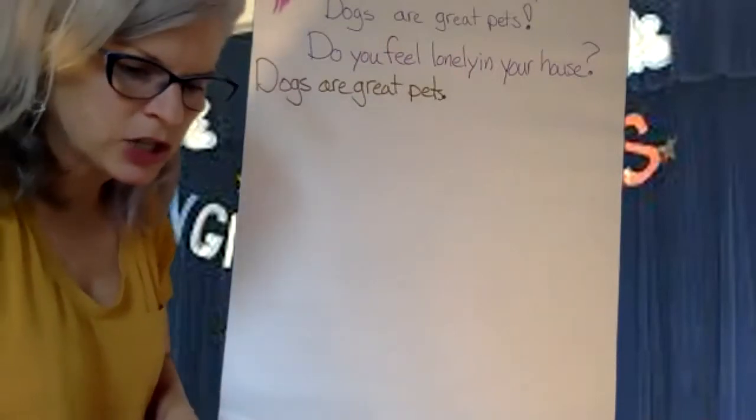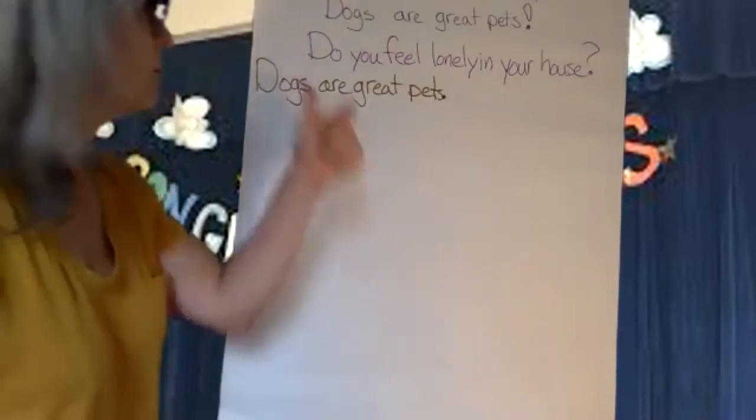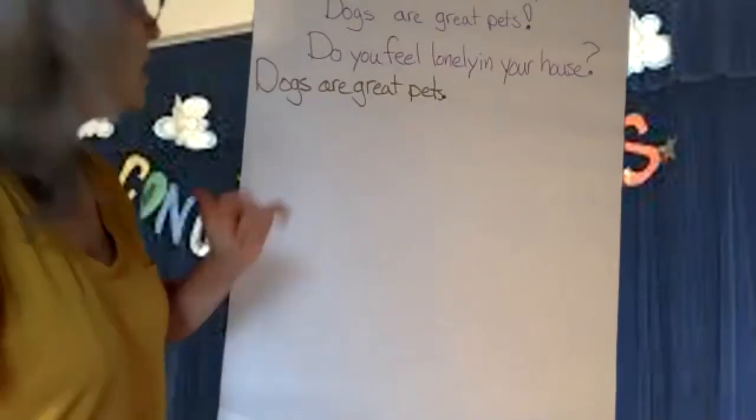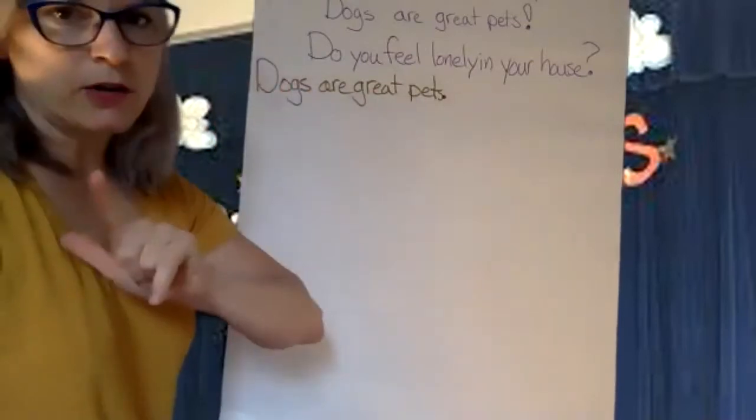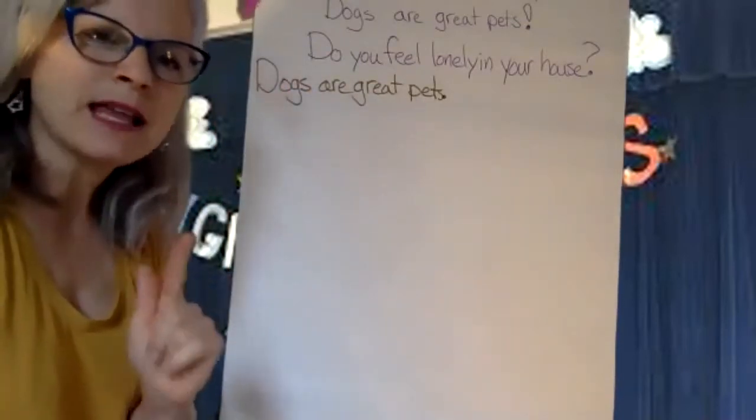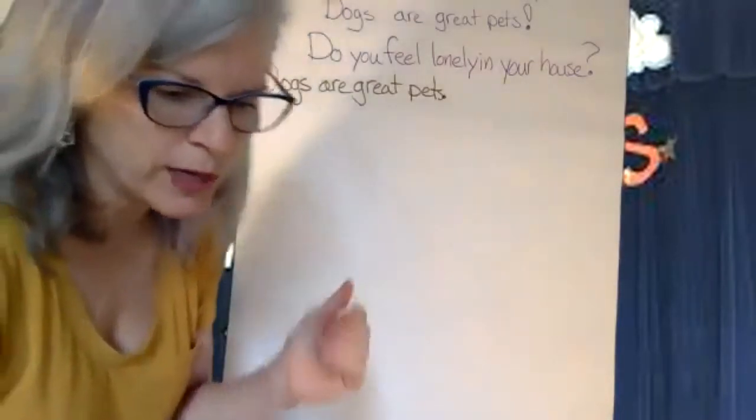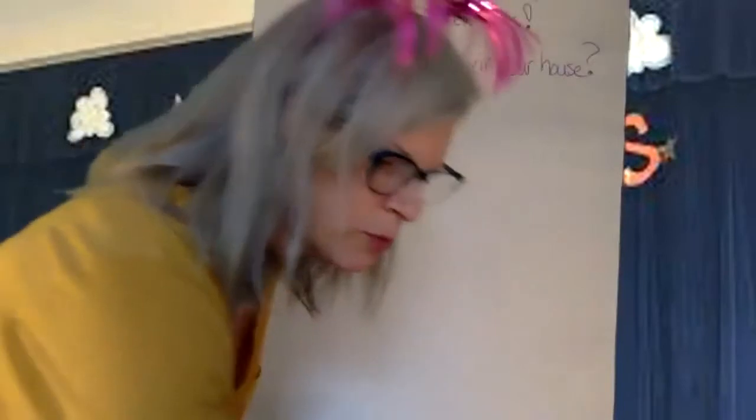Now, in my introduction, I have a hook: you feel lonely in your house. I have a thesis: dogs are great pets. And then I list my 3 reasons or 2 reasons. It doesn't really matter how many reasons, but you're going to list your reasons. So what would be one reason that a dog would be a good pet?